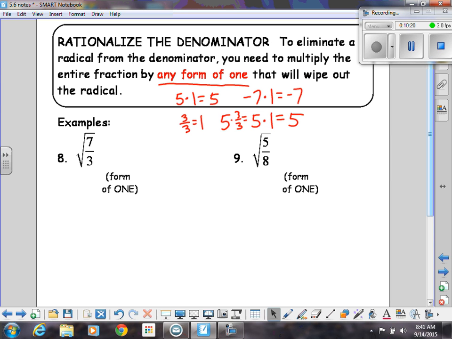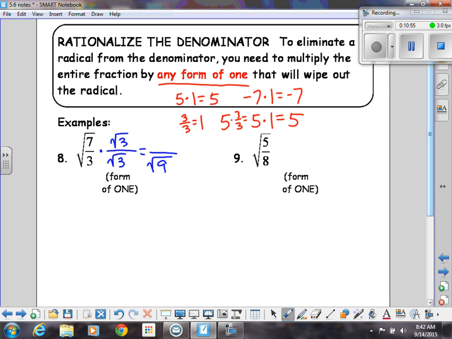In this first example, number 8, I can't do the square root of 7 or the square root of 3. Those are not on my list, and I can't divide them. That's a decimal. So what I'm going to do is multiply by the same thing in top and bottom, because that's a form of 1. And I want to choose something so that I do get a perfect square in the denominator. So if I were to multiply square root of 3 by another square root of 3, what would I get? Well, the square root of 3 times square root of 3 is square root of 9. That's on my perfect square list.